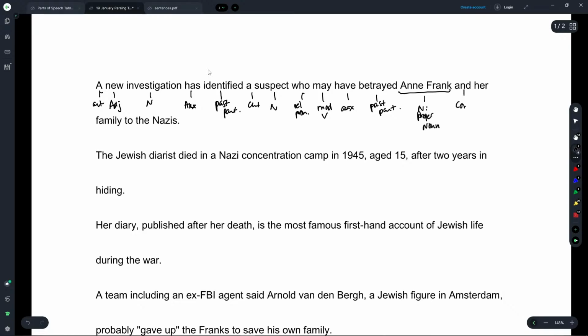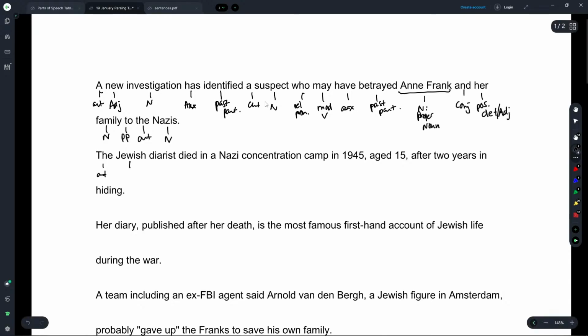And, conjunction, her, possessive determiner, yeah, or possessive adjective. Family, noun. To, preposition, the, article, Nazis, noun. Right? Then we have the, article. I'm going to leave the subcategories up to you. All right, so have a look at the list, definite, indefinite articles. Check those on your own because the articles are rather simple.